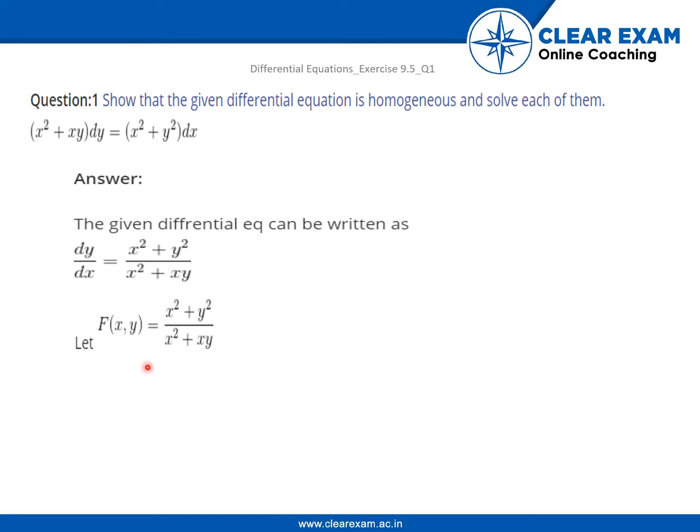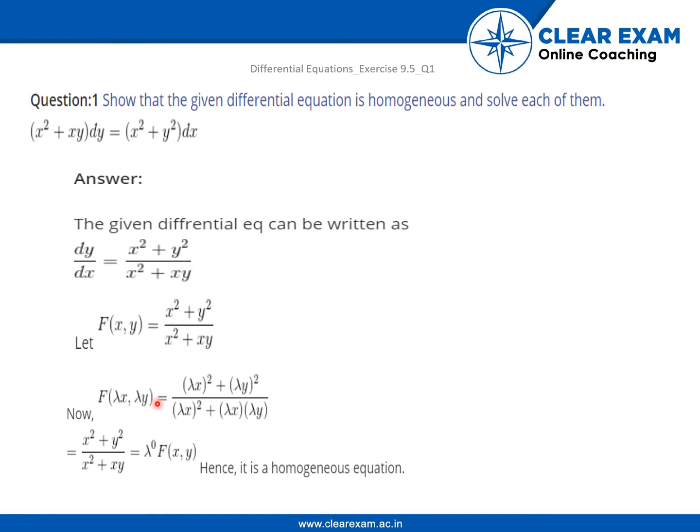So now we consider f(x, y) to be this term, that is (x² + y²)/(x² + xy). Now f(λx, λy) will be (λx)² + (λy)² upon (λx)² + (λx)(λy). Just substitute x as λx. So it will be λ²x² + λ²y² upon λ²x² + λ²xy. If we take λ² common, it will be λ⁰. So (x² + y²)/(x² + xy) is the answer again, which equals λ⁰ f(x, y).